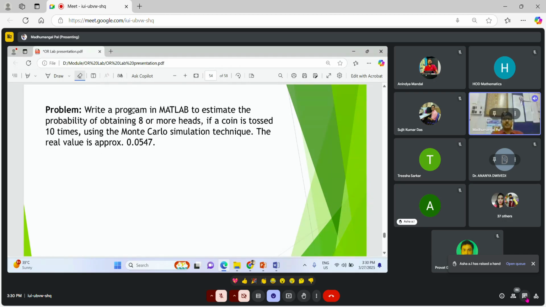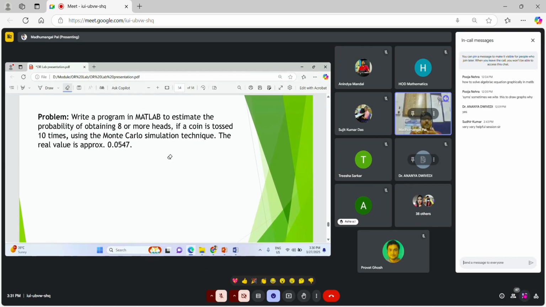So here I have considered one very simple problem. Write a program in MATLAB to estimate the probability of obtaining 8 or more hits if a coin is tossed 10 times, using the Monte Carlo simulation technique. The real value, meaning the theoretical probabilistic value, is 0.0548 for this case. It means the probability of 8 or more hits out of 10 tosses, basically.